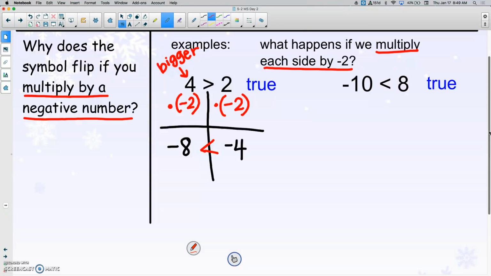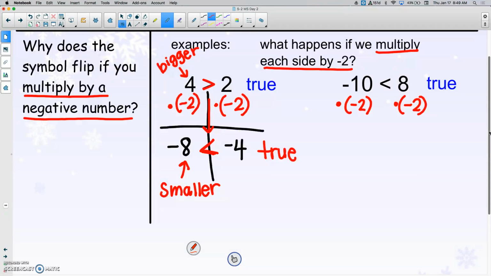So look at what happened with our inequality symbol in order for it to stay true. The inequality symbol had to flip. It had to flip because -8 is smaller than -4. We'll check another example. So what happens on this one if we multiply by -2? Just because you might be wondering if it's only true when your numbers are both positive.